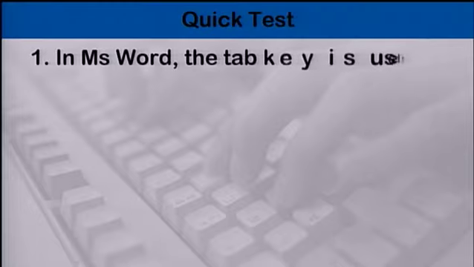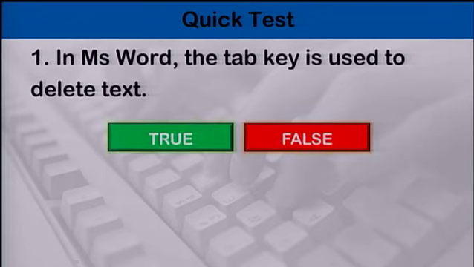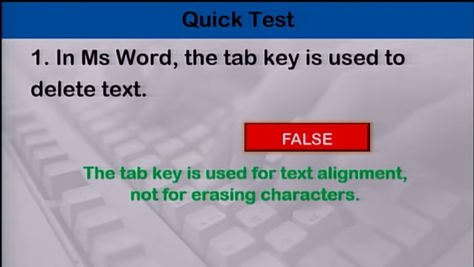Now, let us do a quick test to check how well you have understood today's lesson. For each question, you will have around 3 seconds to choose the right answer. Here comes the first question. In Microsoft Word, the Tab key is used to delete text. True or false? This is false. The Tab key is used for text alignment, not for erasing characters.